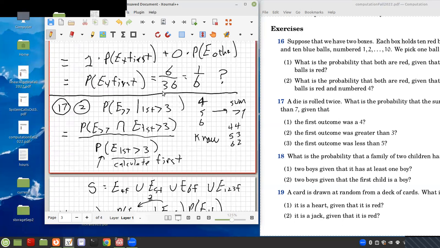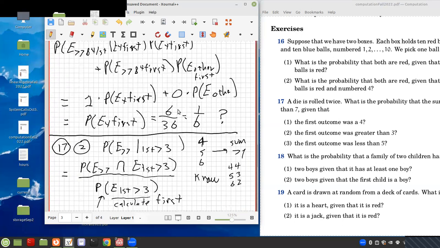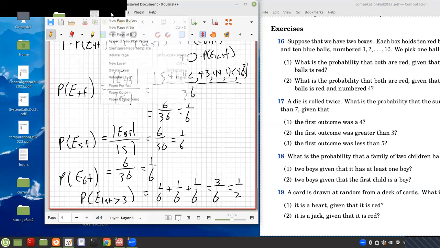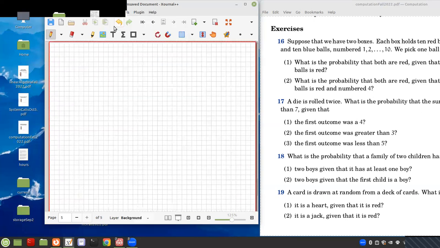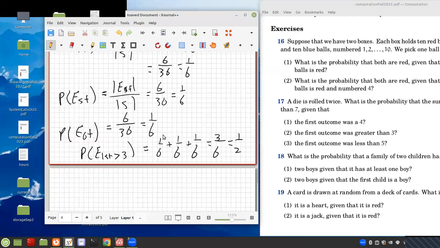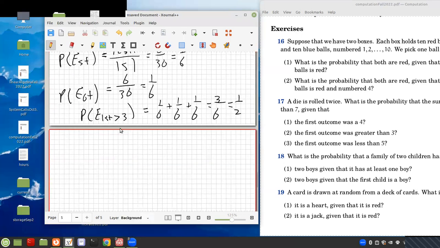You might want to check that this makes sense, in terms of the fact that the first one could be 4, 5, or 6. And if it's not 4, 5, or 6, it's 1, 2, or 3. And you can sort of see that half of them are going to be with the first one greater than 3 and half less. And so that corresponds to this 1/2.